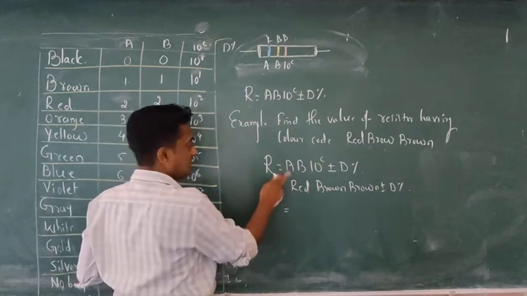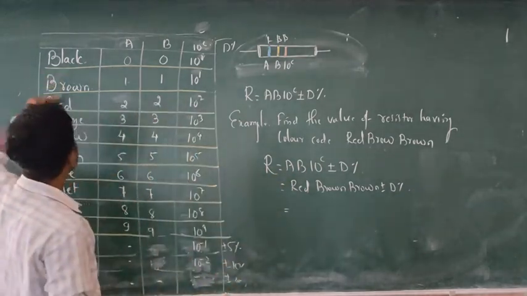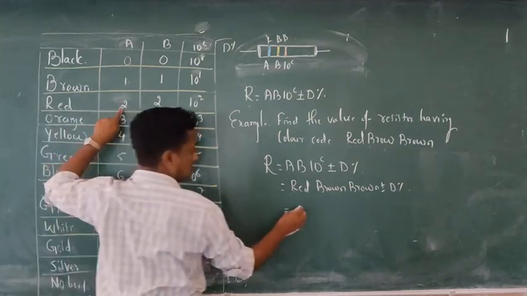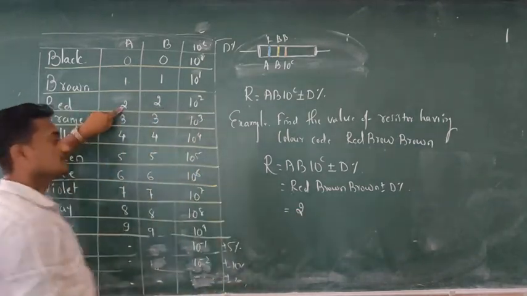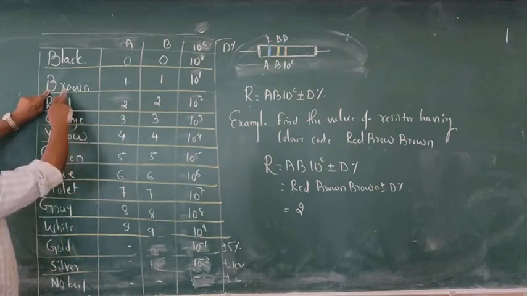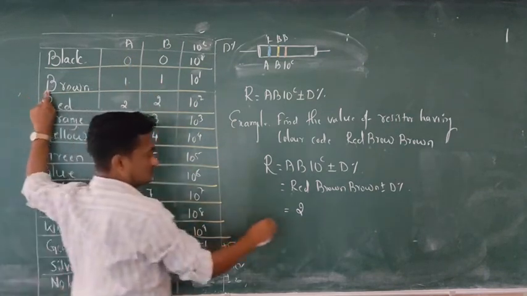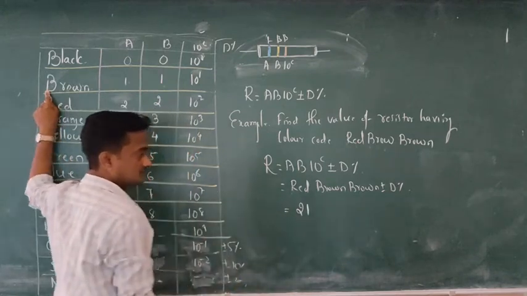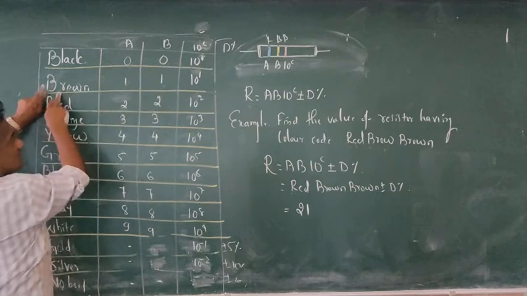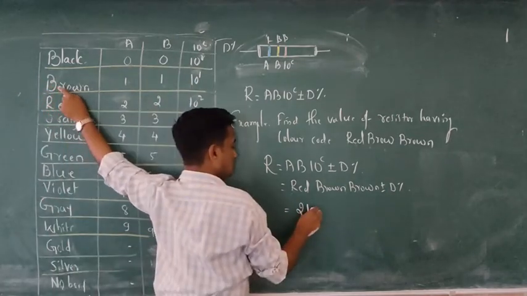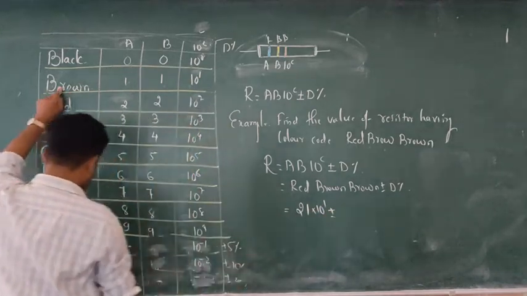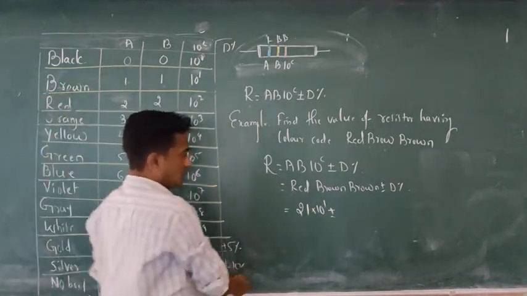Then red is A, it is 2. Clear, right? Next one, brown, B, we have to write 1. Again third band, C, it is brown, means 10 to the power 1. Plus or minus, there is no band, means no band, it is 20%.